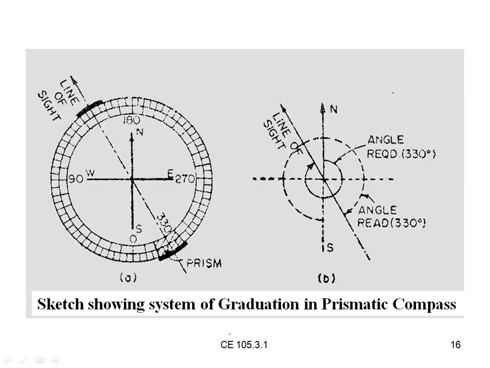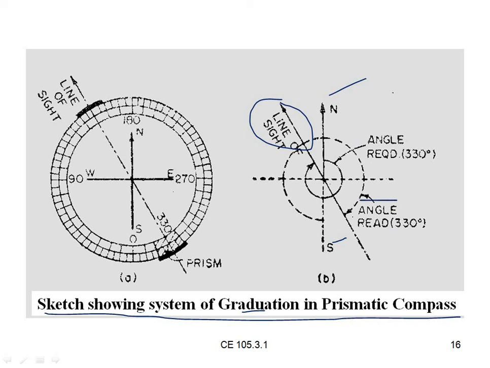So here you can see a sketch showing the system of graduation in the prismatic compass. So here are the north and south directions. This is our line of sight with the compass, and this is the angle reading. Okay, 330 degrees for example. So the angle required is also called 330 degrees. So here you can see the directions which are there. So this is in the clockwise direction. Okay, so this is also clockwise.